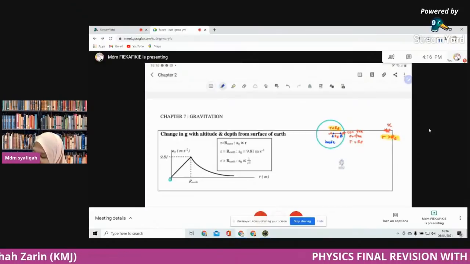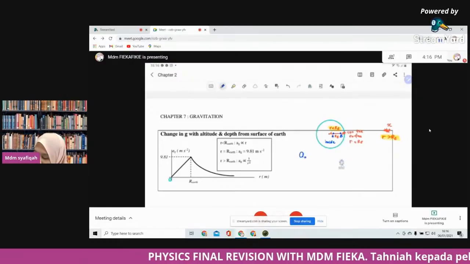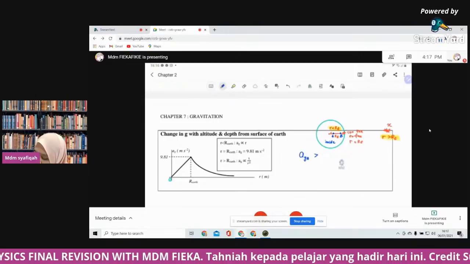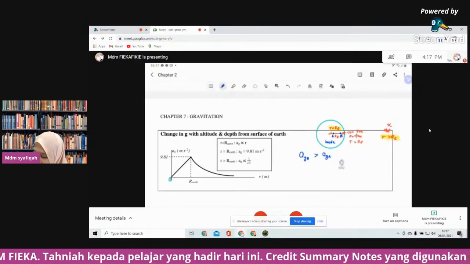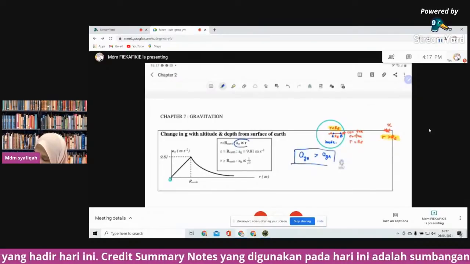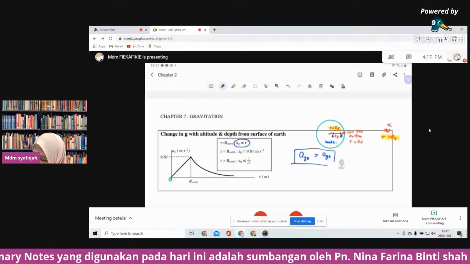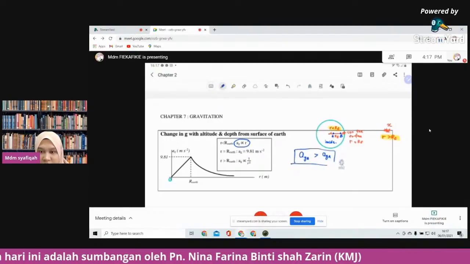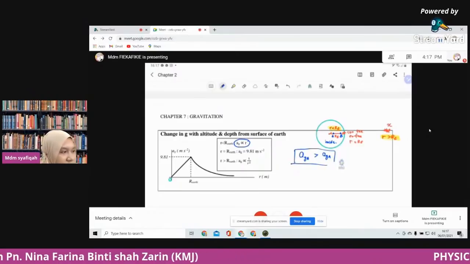So this means that the gravitational field strength at point B is bigger than the gravitational field strength at point A. In this condition, g is directly proportional to R. So the farther from the center, the gravitational field strength will increase. Can? Okay, good.